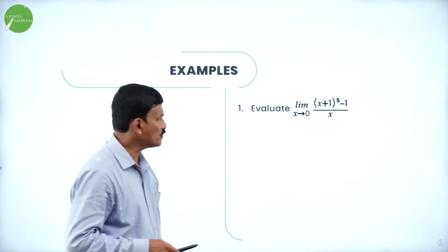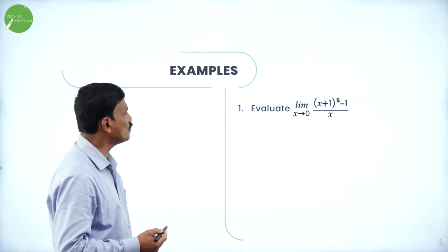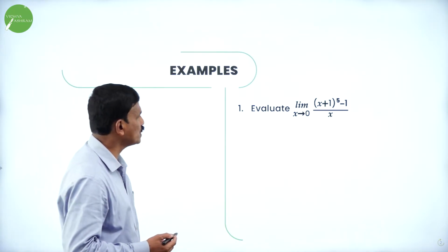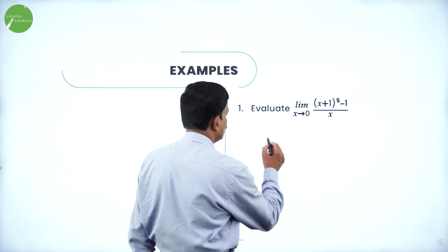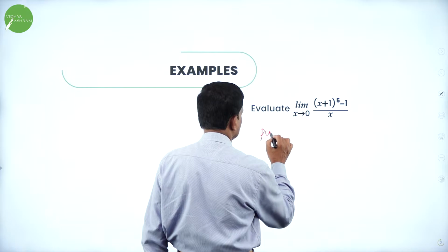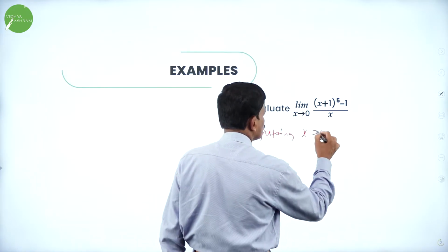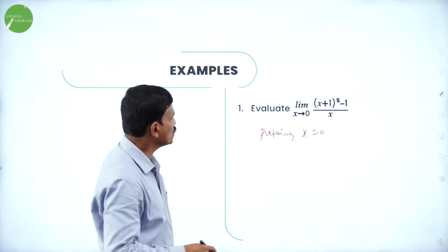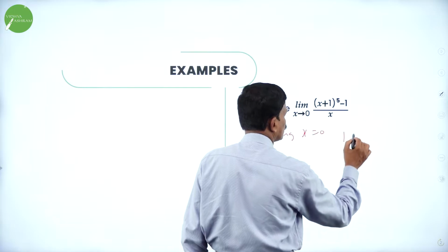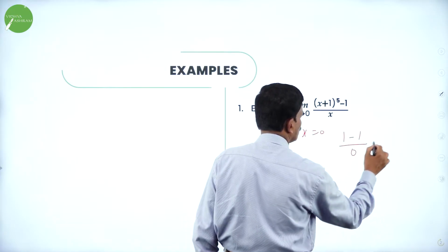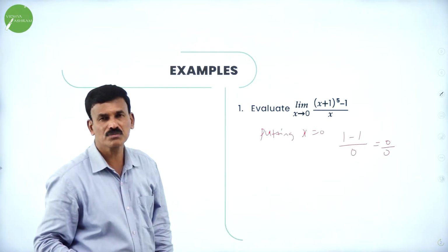Now let us come to the first problem. Evaluate limit x tends to 0 of (x plus 1) to the power of 5 minus 1 divided by x. By putting x is equal to 0, what happens? This is 0 plus 1 is 1 to the power of 5 is 1, minus 1, divided by 0, which is an indeterminate form, 0 by 0 form is obtained.